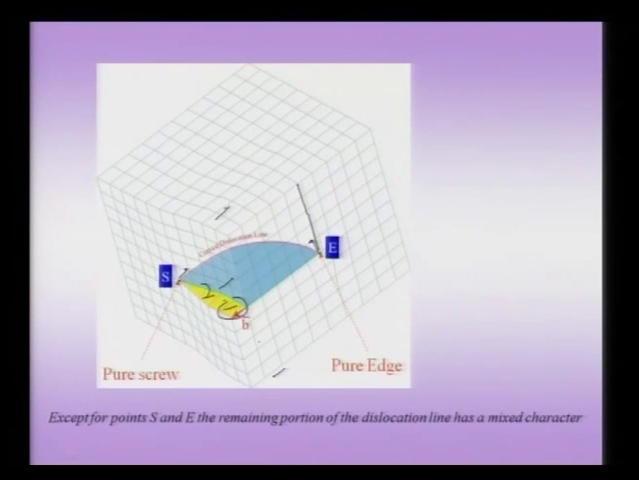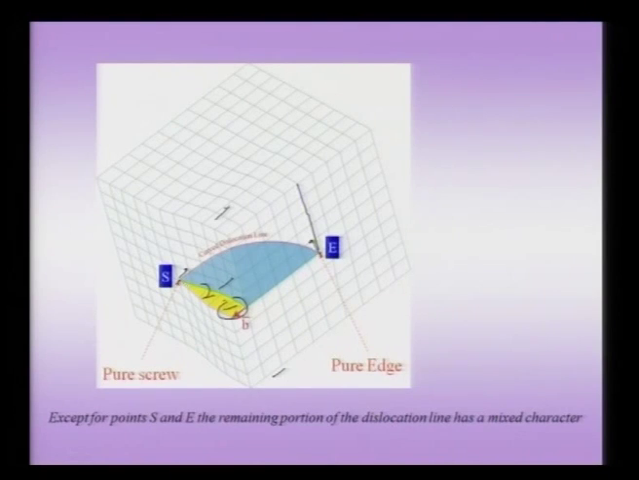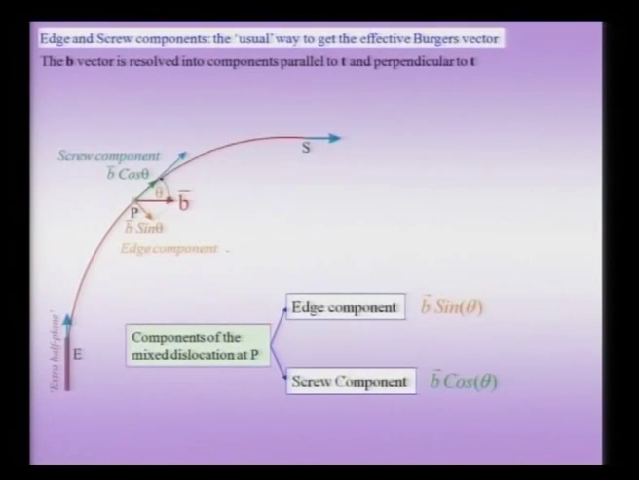So in a sense, understanding these mixed dislocations is much more difficult than understanding the pure components, and the only way perhaps to easily understand them is to actually decompose a given dislocation into its screw and edge components and try to understand what their contribution is to the material behavior. So this is a nice example of a quarter loop which has screw and edge character at its terminal points, but anywhere in between along the curved dislocation line, it has a mixed character.